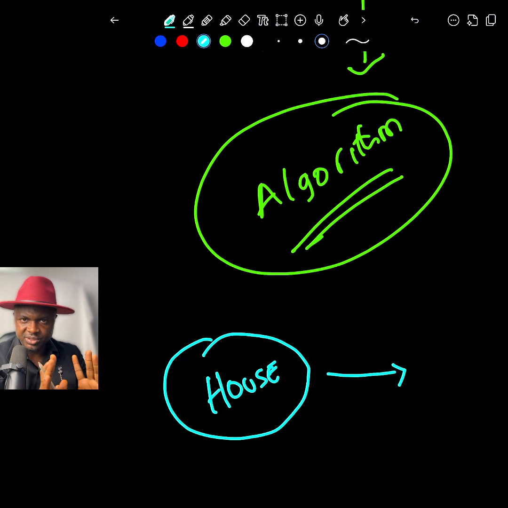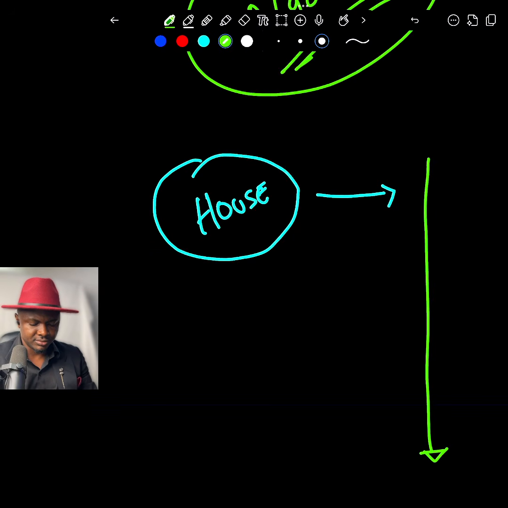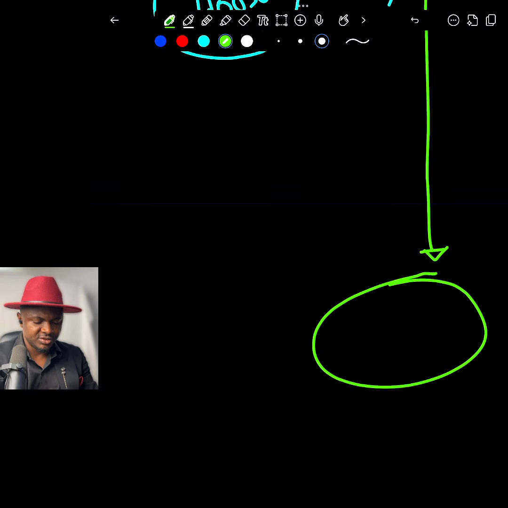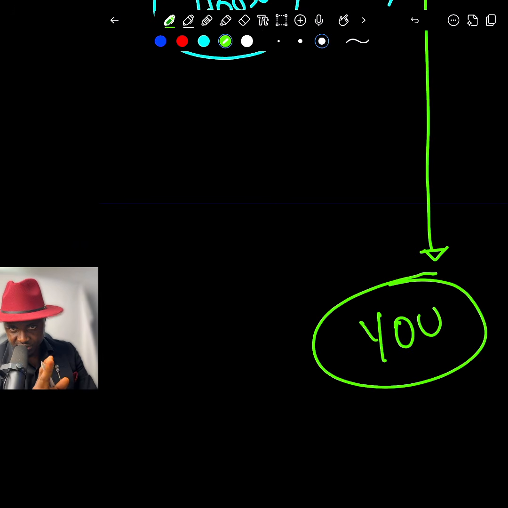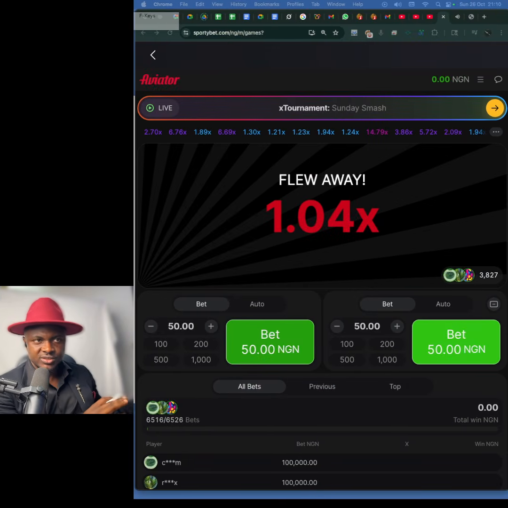I'm going to try to make it possible that you understand what I'm saying, so you understand how this game actually works. So let me explain better. Picture this. This is you. You I'm talking to, yes, you. This is you. So you're heading over to Aviator right now. And this is what you see when you get to Aviator.